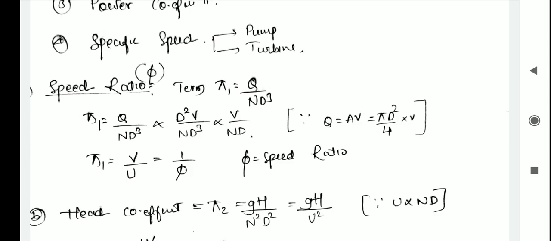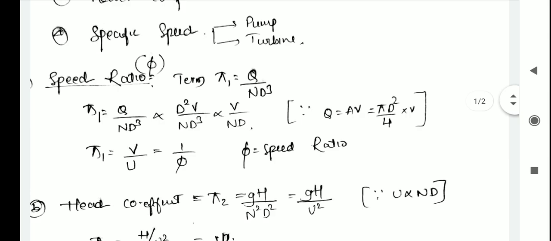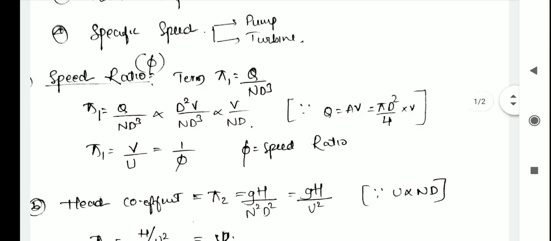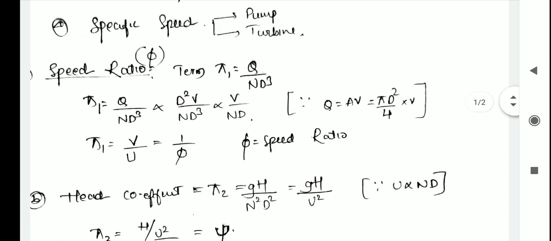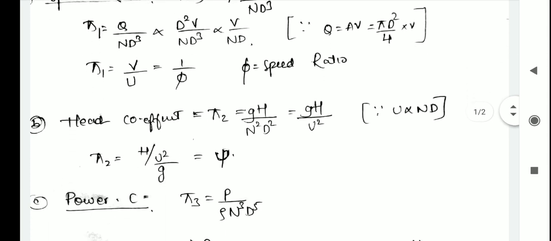Here the pi is called the speed ratio, which is equal to U by V. U is the tangential velocity of the runner and V is the theoretical jet velocity of the fluid. For a given machine, the speed ratio is fixed. Okay, this is about the speed ratio. And next we move on to head coefficient.